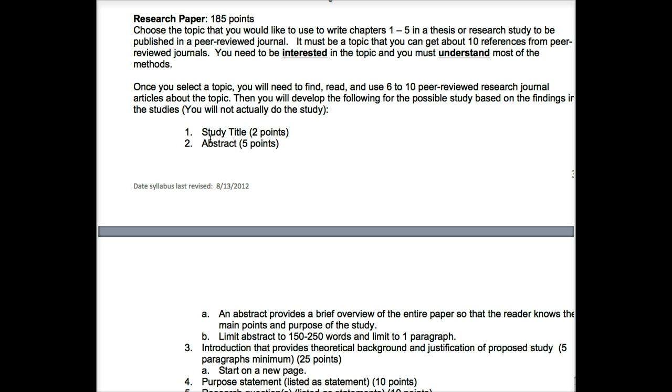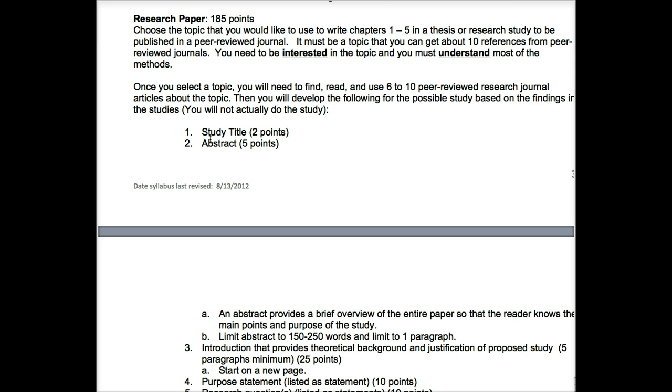So again, we're pretending to do a study. You're not actually going to do this study. But you need to pick a topic that has been researched quite extensively, because you need to find at least 6 to 10 peer-reviewed journal articles.